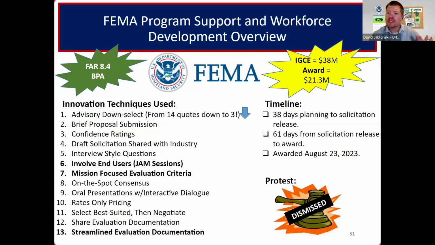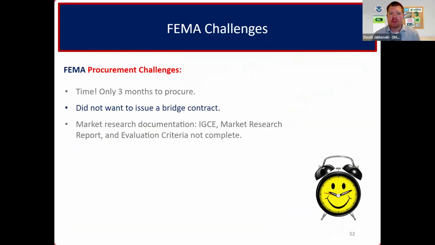There was a protest that was dismissed, and it was more just on how they did their evaluation, which everything ended up being fine in the eyes of GAO. So let's go to the next slide here, and let's learn a little bit about these jam sessions, or sorry, their challenges, okay?